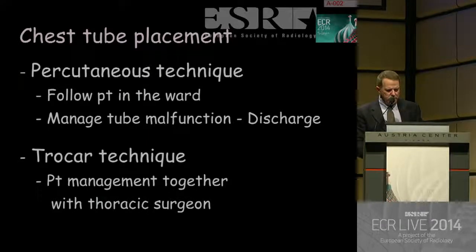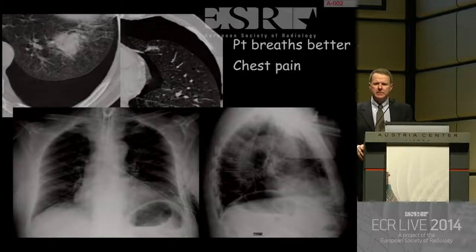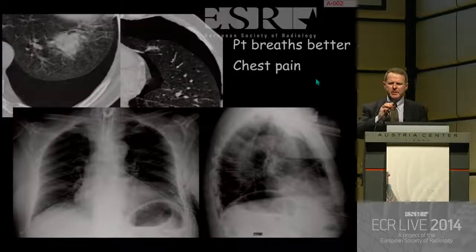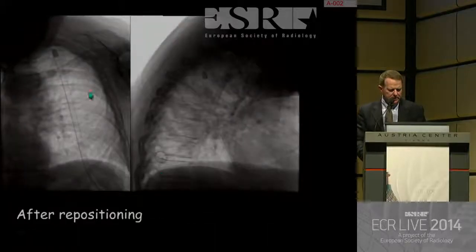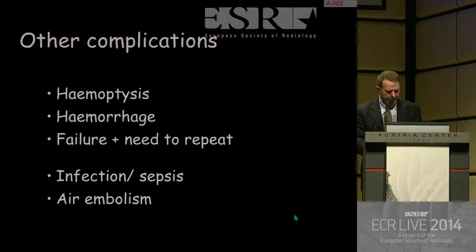That doesn't mean that everything goes well every time. This is the same patient. Chest tube placed. I'm not sure if you can see it. Patient breathes better, but he has a horrible chest pain. Why is that? Chest tube is here. It's again the sternum. In between the sternum and the heart. I hope it's not in the pericardium, of course. So we had to replace it, and the patient feels much better. This is the regular positioning of a chest tube. Other complications that you have to warn the patient: hemoptysis, hemorrhage, failure and need to repeat, and rare complications like sepsis and air embolism.